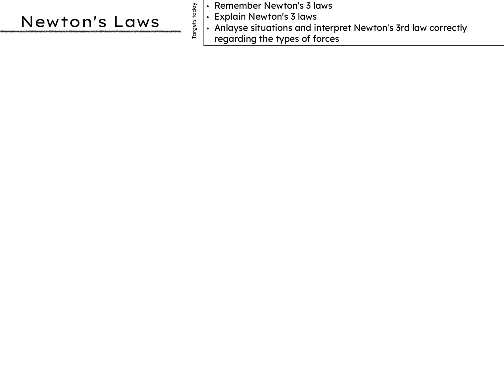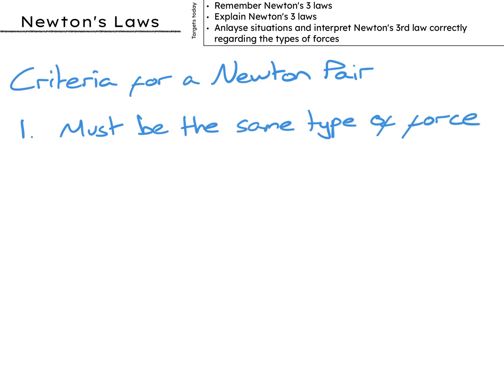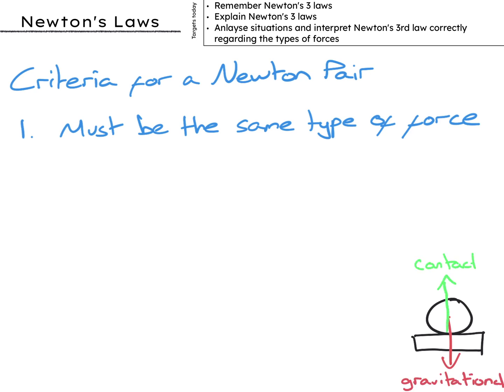Right, well, the bit that gets missed out is that Newton's third law has three criteria for the two forces, which we're going to call a Newton pair. The first is that the pair of forces must be of the same type. This is important, and it immediately crushes the chair example from above. My weight is a gravitational force. The chair pushes up with a contact force. They are not the same type of force, so they can't be a Newton pair.